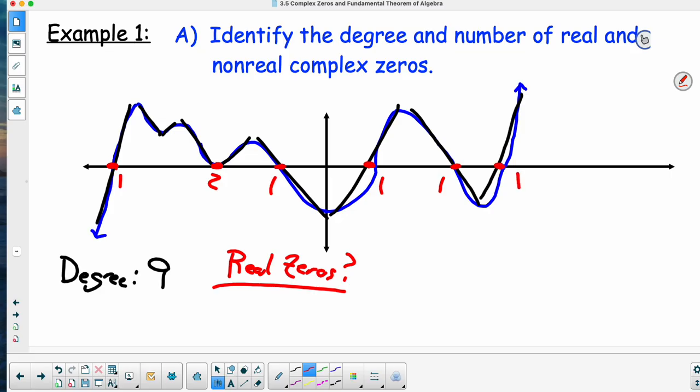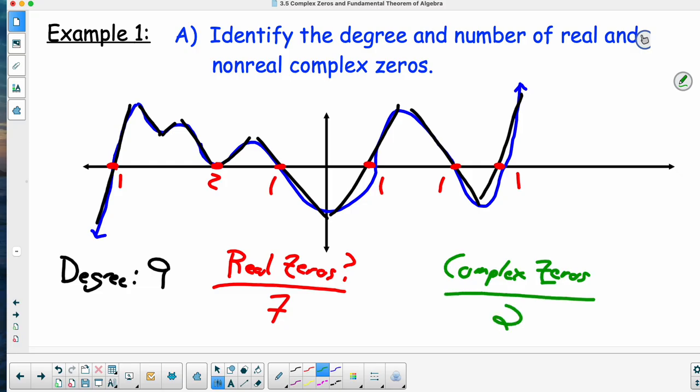If you add these up, how many real zeros are there? There's 1 here, there's 2 there, there's 1 there, 1 there, 1 there, 1 there. There's a total of what? 7. There's 7 real zeros. This has 7 real zeros, which means if my degree is 9 and 7 of them are real, that means that there's 2 that are not real. There's 2 that are what they refer to as complex. These 2 numbers here have to add up to be my degree.